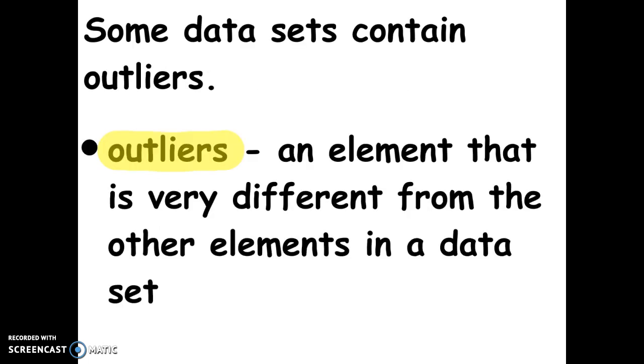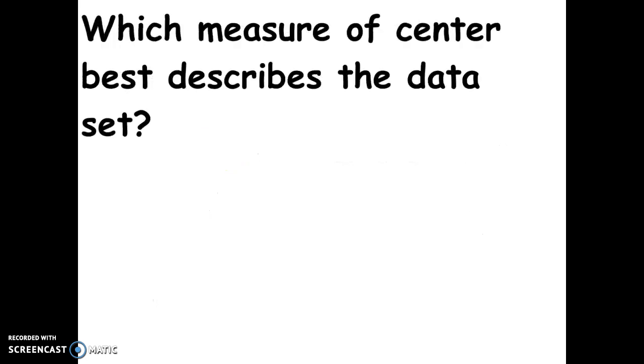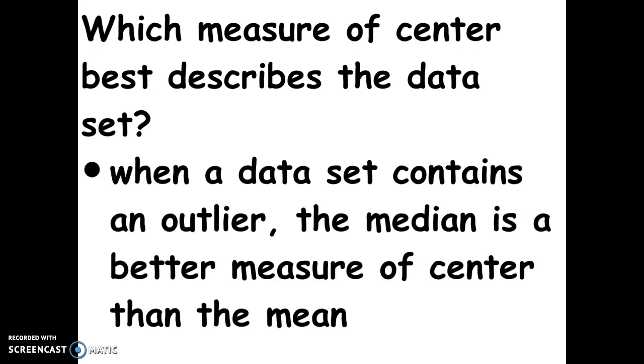Some data sets contain outliers. An outlier is an element that is very different from the other elements in a data set. Which measure of center best describes the data set? When a data set contains an outlier, the median is a better measure of center than the mean.